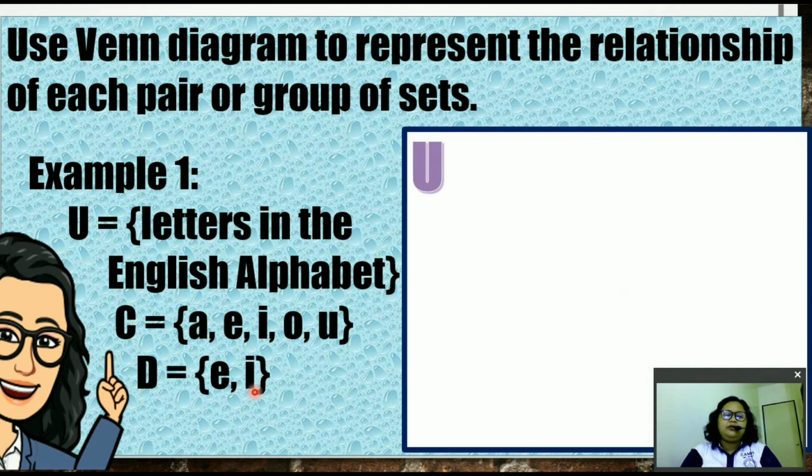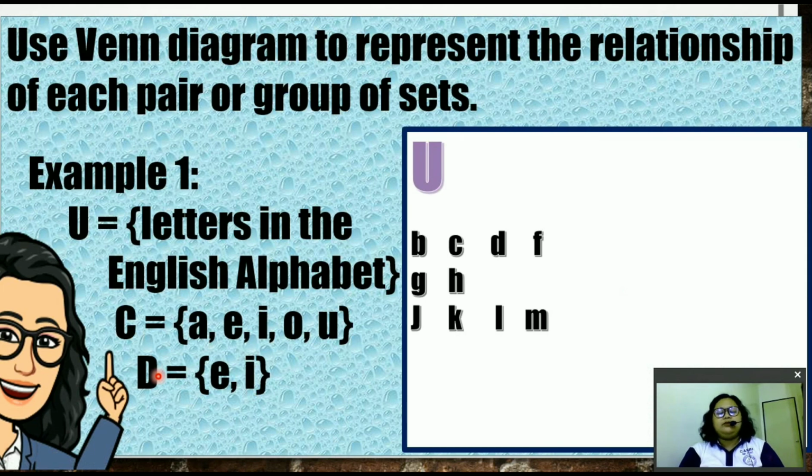So, what are the letters in the English alphabet that are not found in set C and set D? So, we have your B, C, D, and F. We also have G, H, J, K, L, M. We also have N, P, Q, and R. We also have S, T, V, W. And we also have X, Y, and Z. So, those are elements that cannot be found in set C and set D. They are consonants.